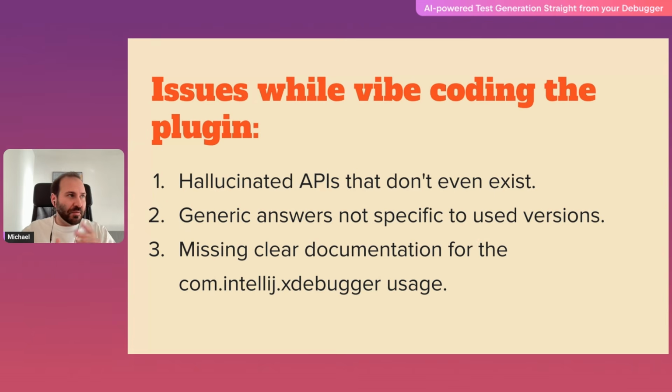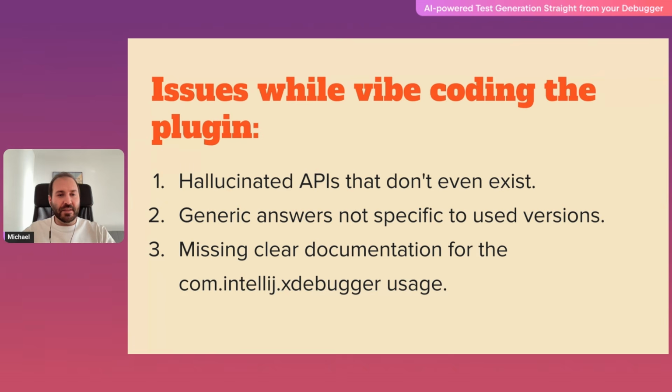And there are issues, of course, while vibe coding the plugin. It hallucinates APIs that don't exist, and gives generic answers not specific to the versions used. So you start building the project, and it fails all the time because something is just wrong. It's completely random sometimes, and you need to iterate over and over just to make things work. I try to do some basic things first, and then build additional functionality on top of this, so I have a working state I can roll back to and try again.